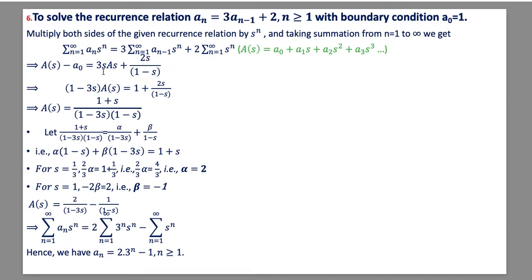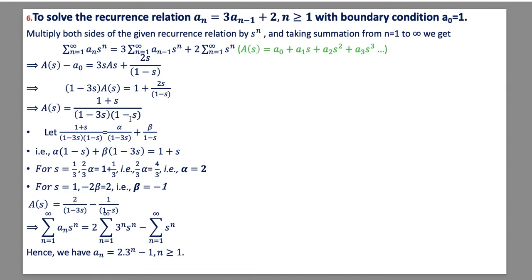Take A(s) common. So it is 1 minus 3s, and shift this to this side. A naught, but a naught is 1, so I have written 1 plus 2s upon 1 minus s. So it means A(s) equal to 1 plus s, meaning 1 minus s plus 2s. So it will be 1 plus s upon 1 minus 3s into 1 minus s.